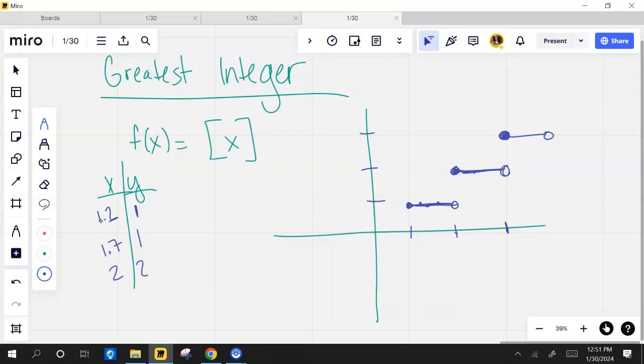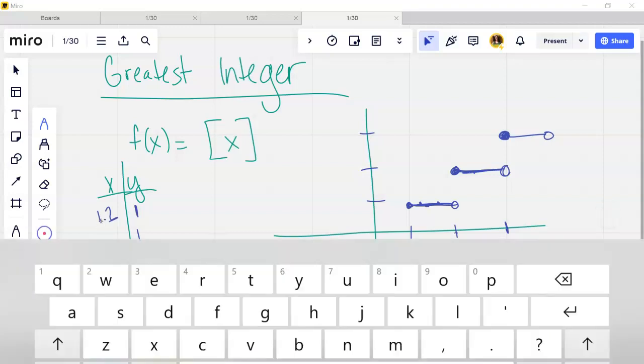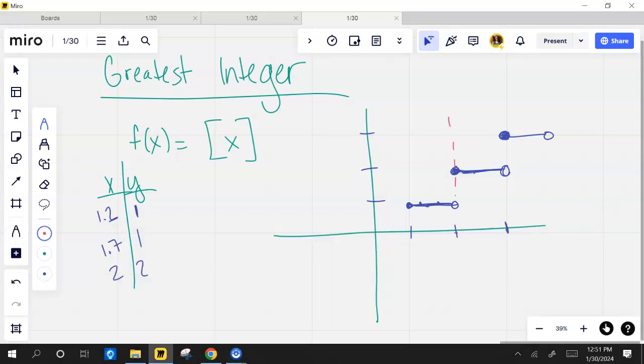Okay, so let me ask you this. Is this a function? Yeah. Why? Because this one is solid and this one is not solid. If I did a vertical line right here, does it hit the graph more than once? No. It hits the solid dot and an open dot. Open means it doesn't include it. So it's only hitting right here. So it is a function.